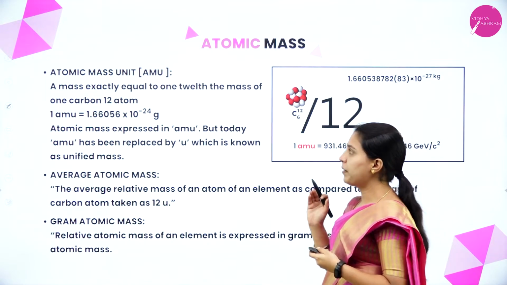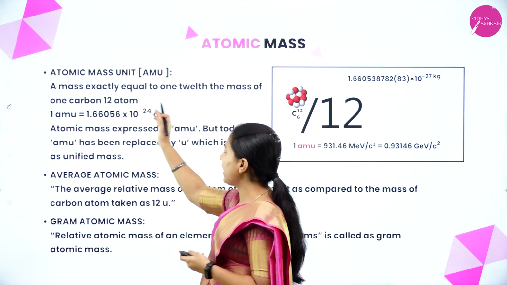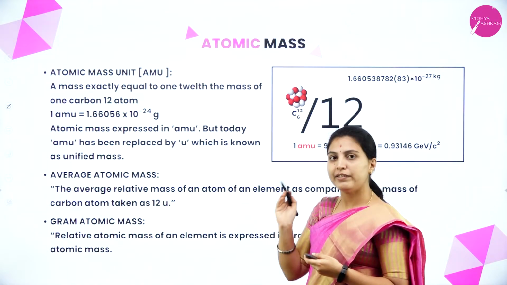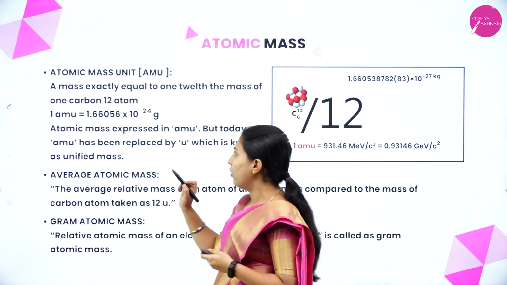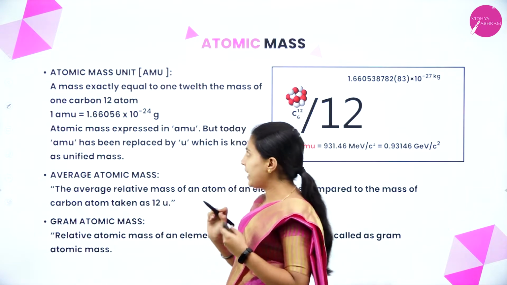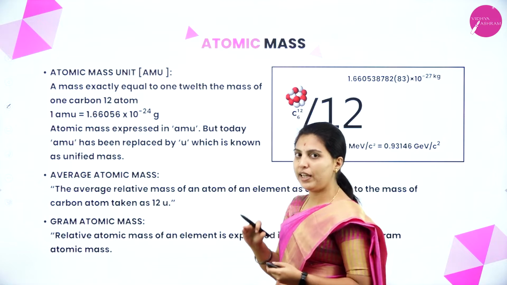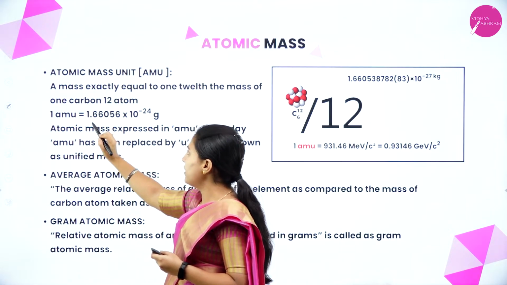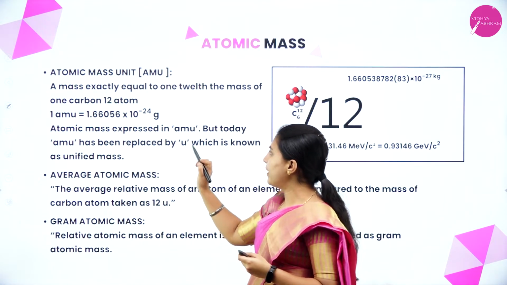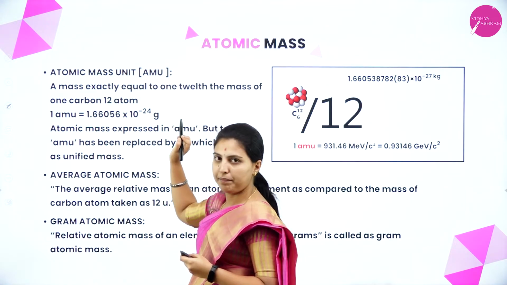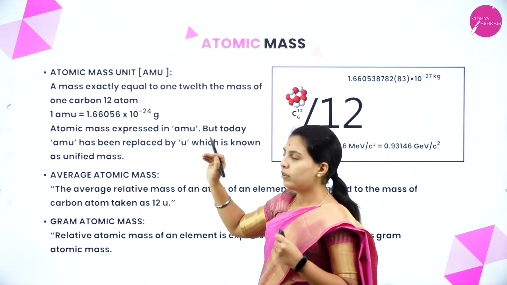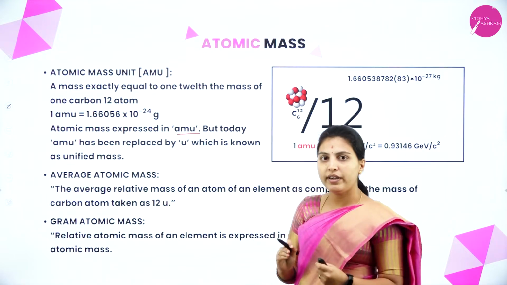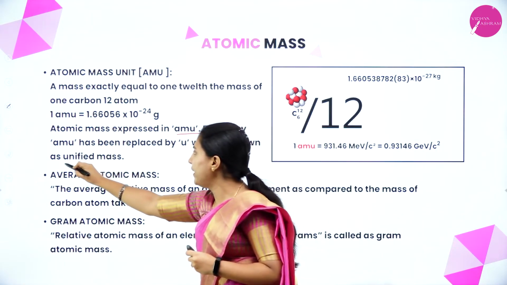Next we will see the atomic mass unit. It is a mass exactly equal to 1/12 of the mass of one carbon-12 atom. Whatever we have seen in the last slide, 1 amu means a mass exactly equal to 1/12 of the carbon-12 isotope. One part will be 1 amu. Then 1 amu equals 1.66056 × 10^-24 gram. That is what 1/12 is equivalent to. Atomic mass is expressed in amu, but nowadays atomic mass is called unified mass.